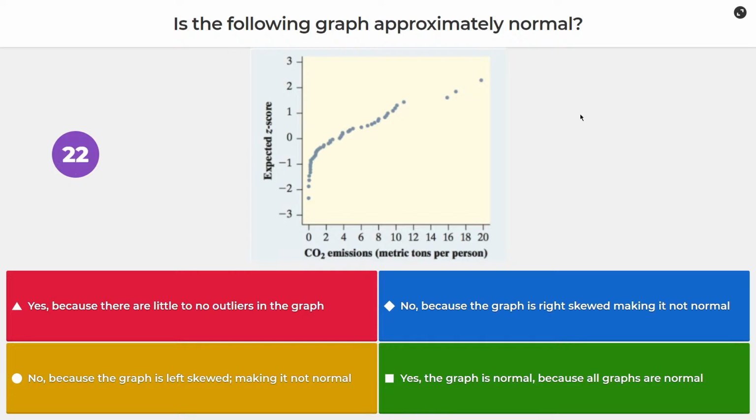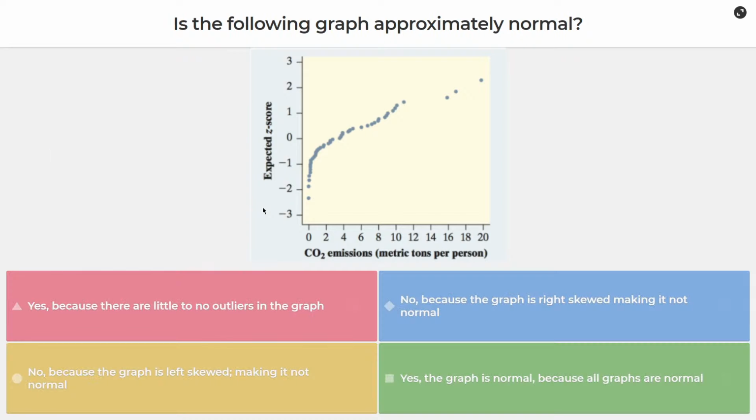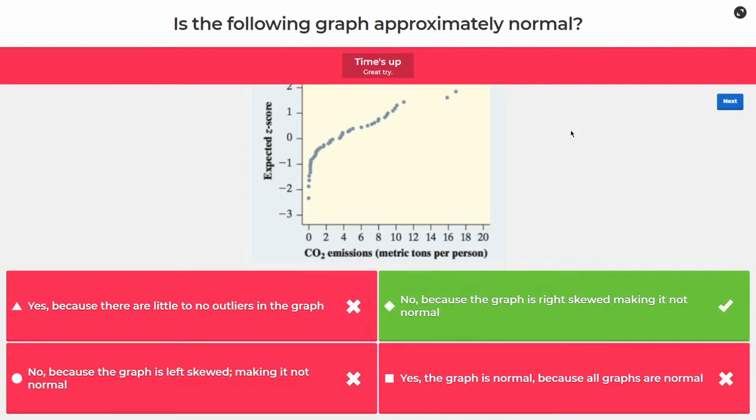Alright. So for this question, we're given a graph, and we're being asked, is this following graph approximately normal? Our given choices are: yes, the following graph is approximately normal because there are little to no outliers in the graph; no, it is not because the graph is right skewed, making it not normal; no, the following graph is not normal because the graph is left skewed, making it not normal; and the graph is normal because all the graphs are normal.